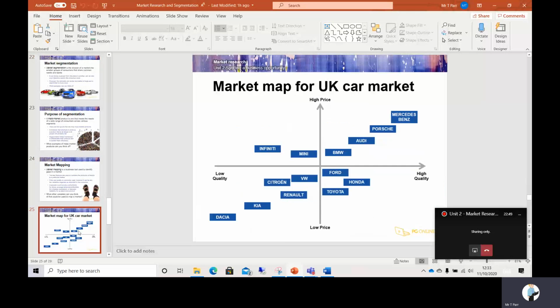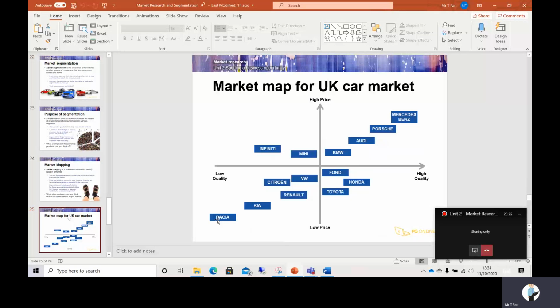So here's an example of a market map for UK cars. We've got here on your x-axis low quality going up to high quality, and your low price going up to high price. Now, where these brands go in, or the competitors, that's going to be dependent on where you do your research. So you have to be very careful about where you get your information from. It could be down to customers' opinions. So, for example, we can see here lowest quality but low price is Dacia, whichever way you pronounce it.